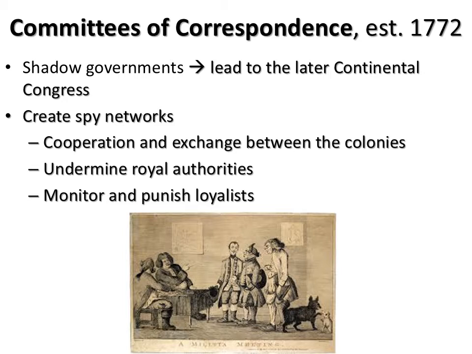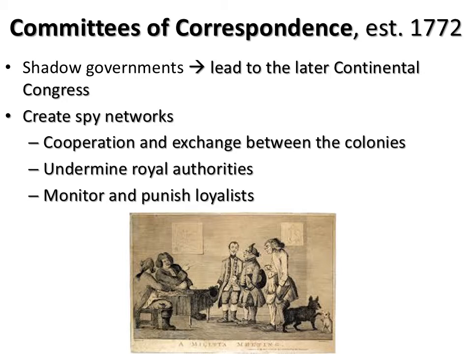In 1772, the first Committee of Correspondence was established. And these are kind of shadow governments that function outside the watchful eye of British authorities. And one particular shadow government, one committee of correspondence, the one in Maryland, would later be in large part responsible for forming the Continental Congress that would prosecute the American Revolution once that begins. Another function of the Committee of Correspondence, besides doing the work of kind of negotiating between colonies, creating a concerted effort, is that they created kind of spy networks. And the work of these spies was to mine royal authorities and also monitor and punish loyalists.